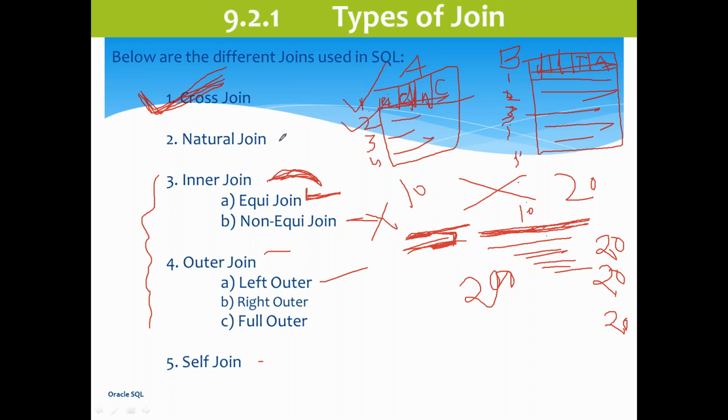Natural join comes in business scenario cases only, and here there is no need for any condition. We can directly give that. That is natural join. Naturally it will join. Automatically it will join.